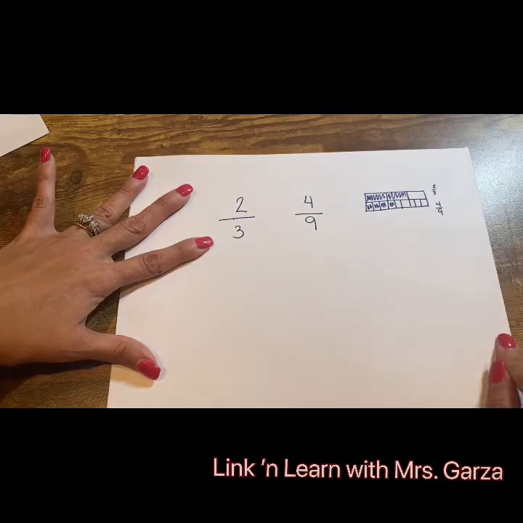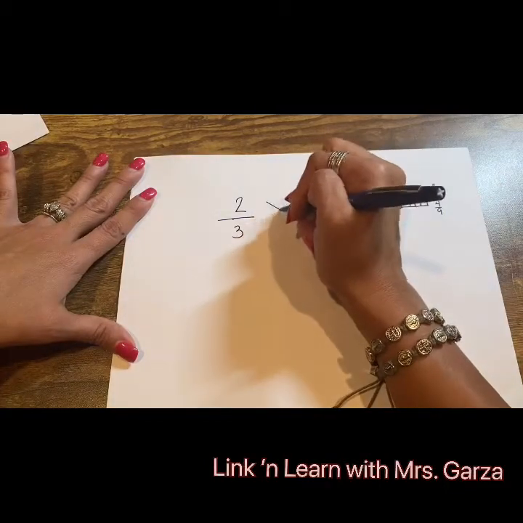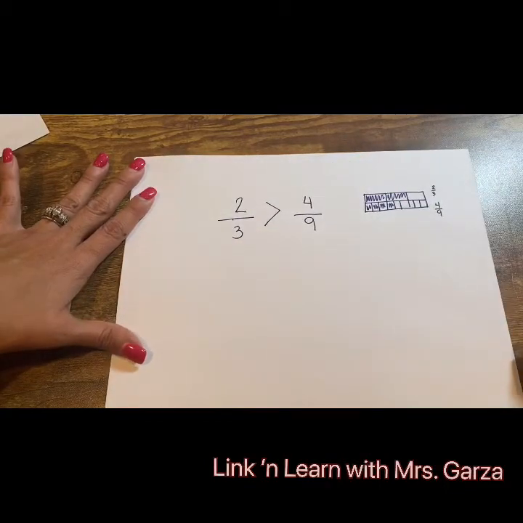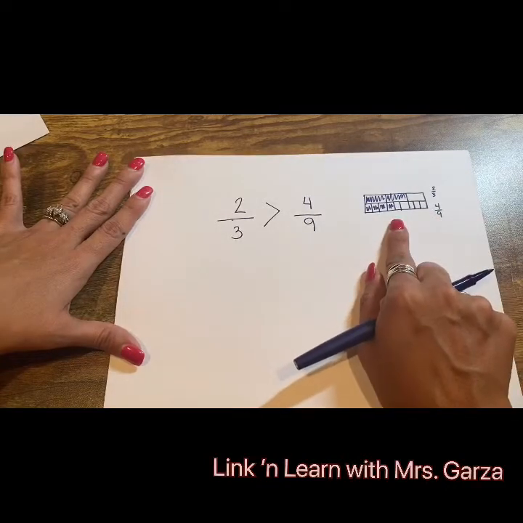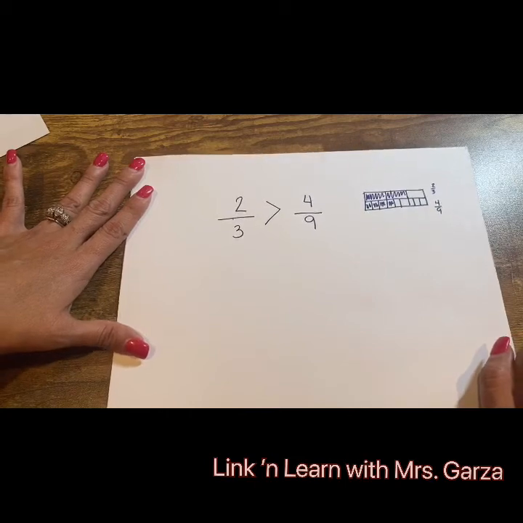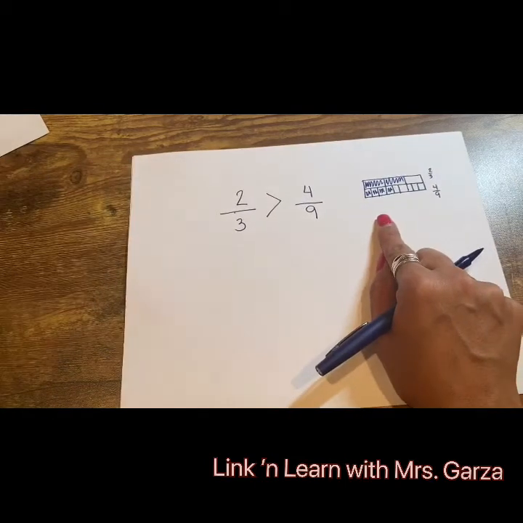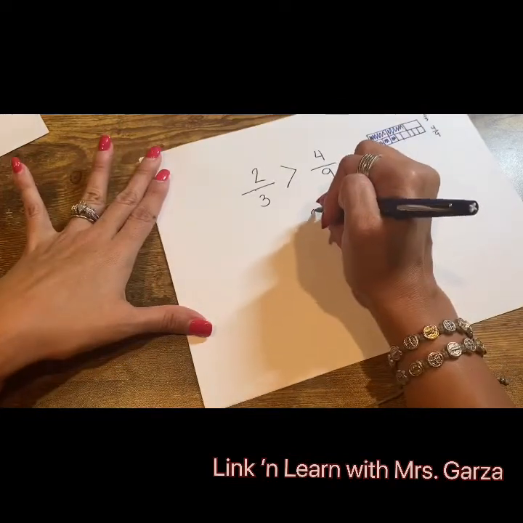Okay, so which one is greater? The 2/3 is, okay? It is greater than the 4/9. This has more parts, okay? This has less parts and more shaded, okay? If you are a person like, oh my gosh, I don't know, I would have picked the 4/9. Okay, well, this is another thing that you can do.